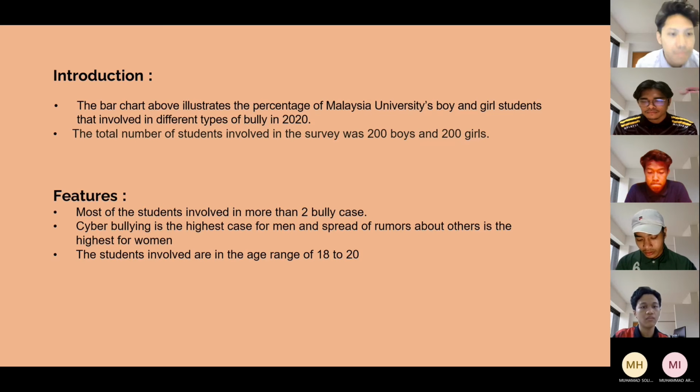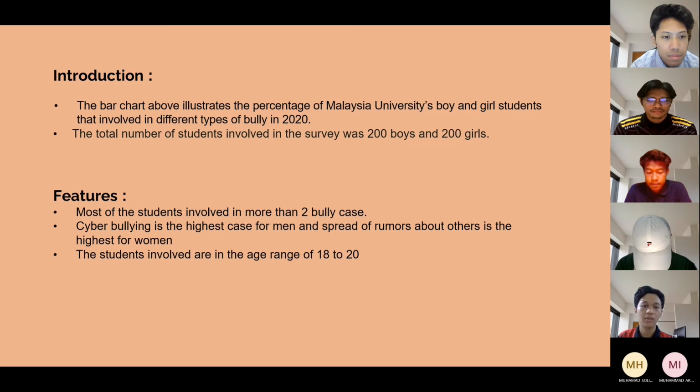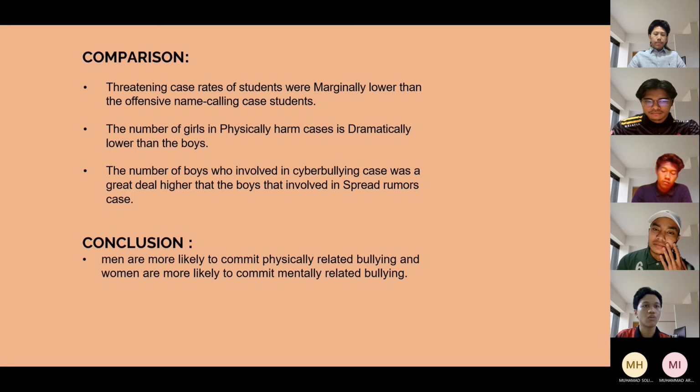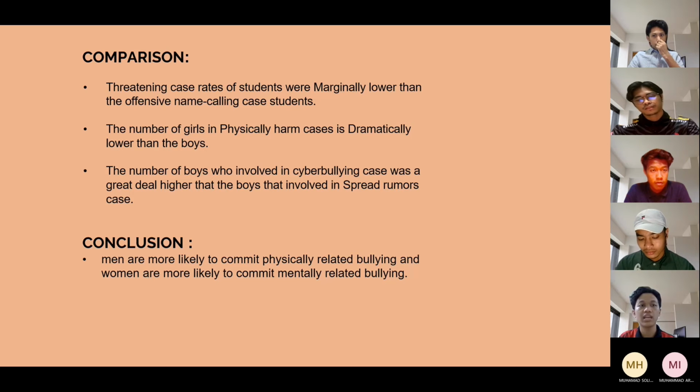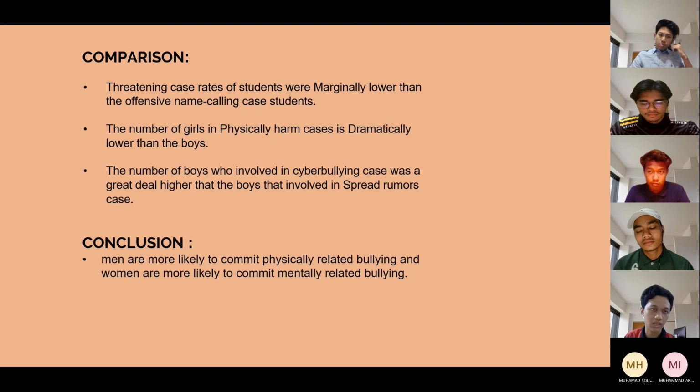Most of the students were involved in more than two bullying cases. Cyberbullying is the highest case for men, and spreading rumors about others is the highest for women. The students involved are in the age range of 18 to 20. For the comparison in the bar graph, threatening case rates were marginally lower than offensive name-calling cases. The total of threatening cases was 188, and for offensive name-calling it was 212 in total.